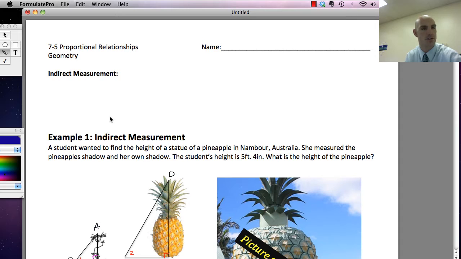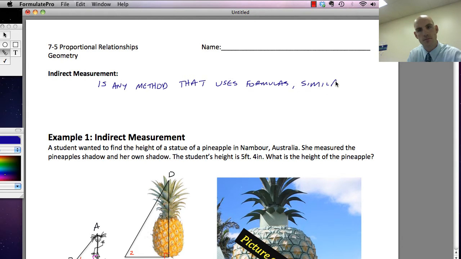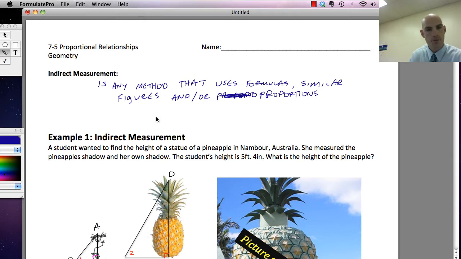So let's talk about this first. Indirect measurement is any method that uses formulas, similar figures, and/or proportions to measure an object. Usually a big object.